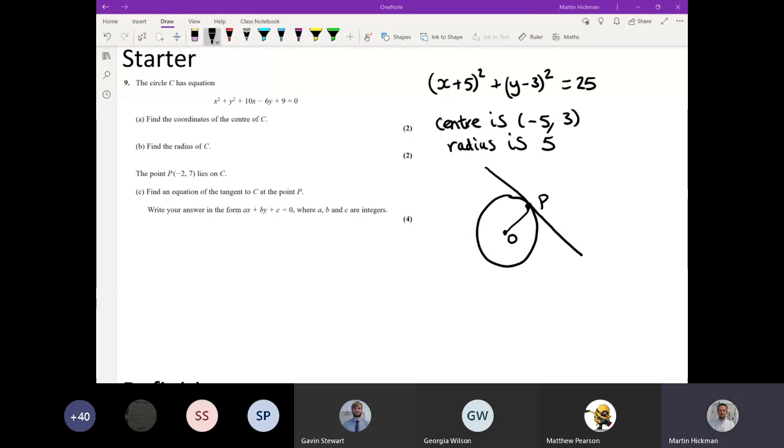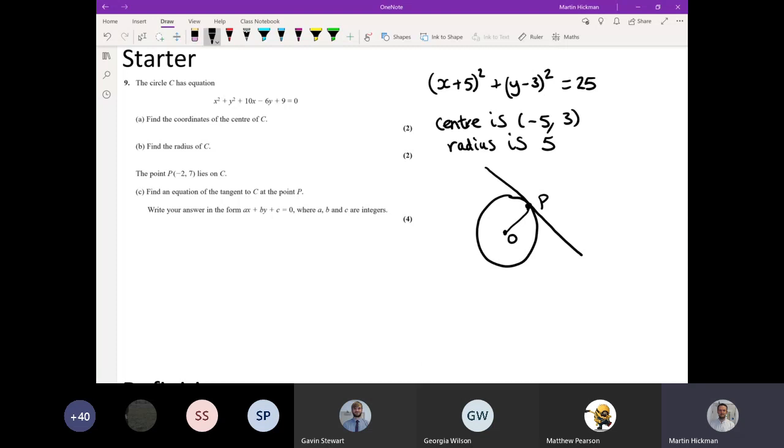Okay, excellent. So I'm seeing a few people putting perpendicular, which is exactly correct. And I think this is where there were a few issues with the question. Looking at some of the incorrect answers that I got for this, I think what you've perhaps done is you've only considered the gradient of the radius. So for this equation line, now we know a point on the line, so we know that -2, 7 lies on the line. But what we also need to know is the gradient of this line.